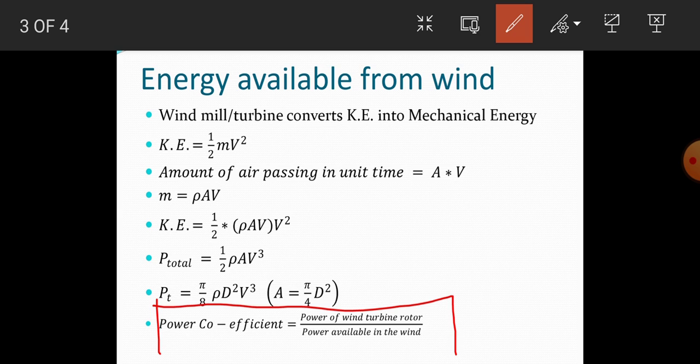We will see some derivations and mathematical equations, and we will also see what the forces on the blades and the end thrust on the turbines are. Those are very important topics, which we will discuss in the next lecture.